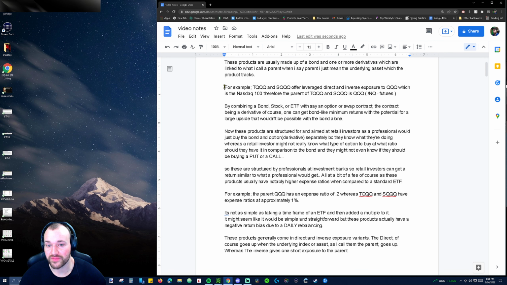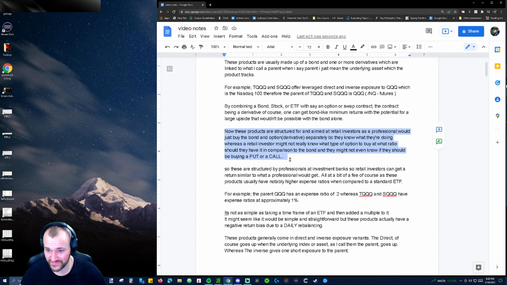So you combine shares in an underlying bond, stock, or ETF with a derivative like an option or a swap contract. And this is where it gets a little beyond my depth because I'm not really sure what the swap contracts exactly are. I know they're structured by investment banks and certain fund providers like ProShares and Direxion. I don't know the details, but I know how they act. So those are derivatives which offer leveraged exposure.